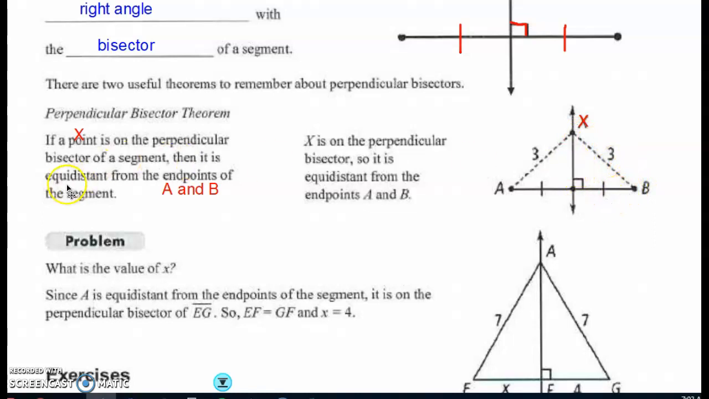If I picked a point, let me make a point here. How about this purple point right there? Guess what? That segment and that segment are going to be equal. That's all this theorem is saying. It's equidistant from the endpoints A and B.